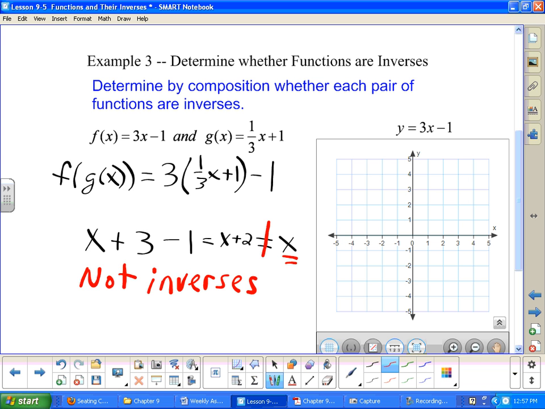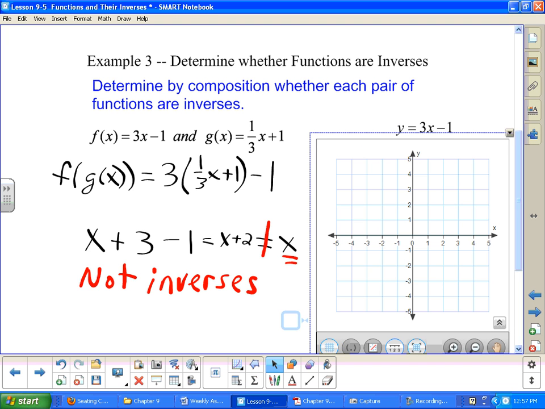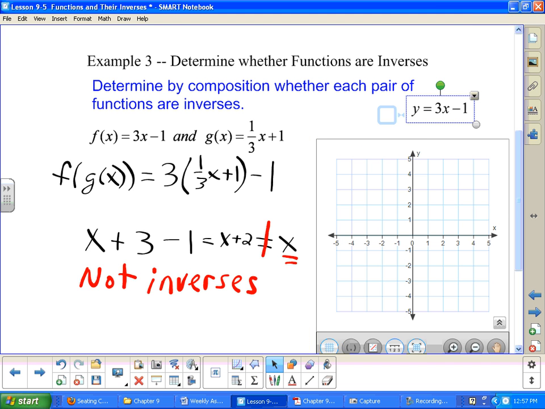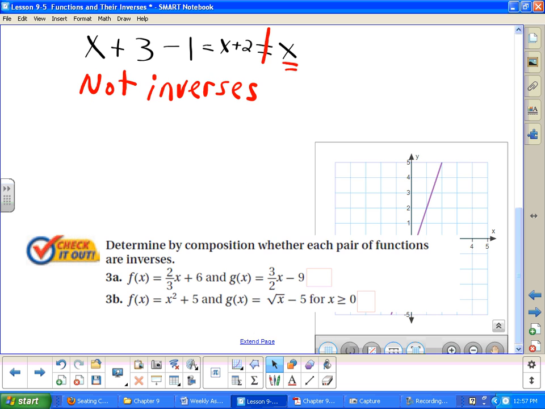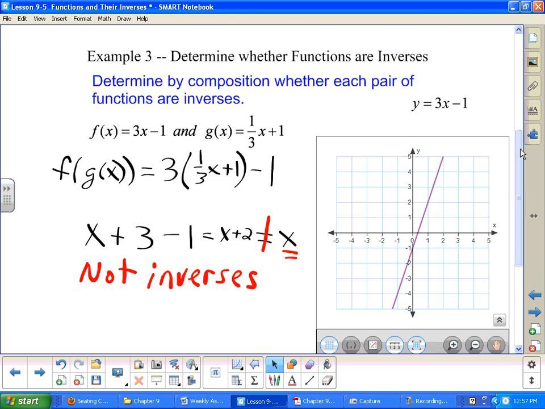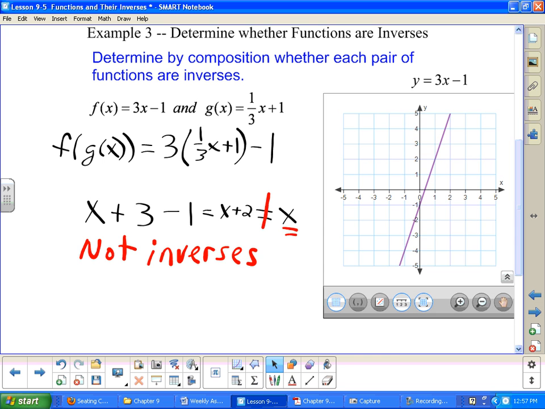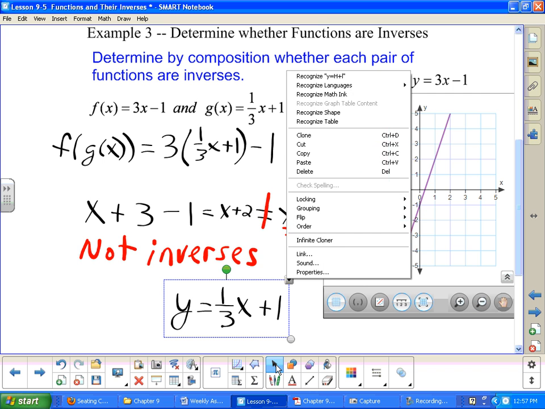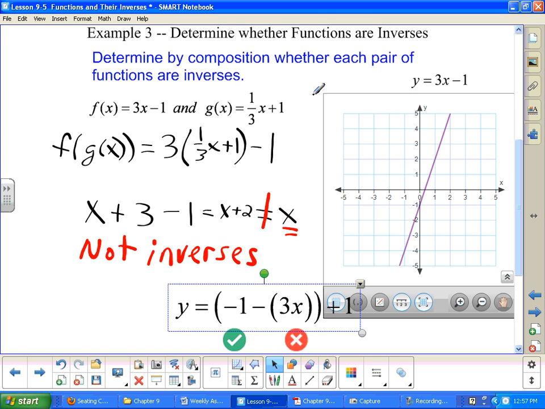All right, so let's look at the graph for a moment of them. Here's the graph of y equals 3x minus 1. I thought I had the other one there. I guess not. Okay. So here's the graph of, nope, not that one.